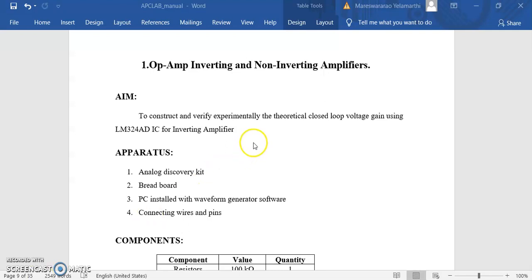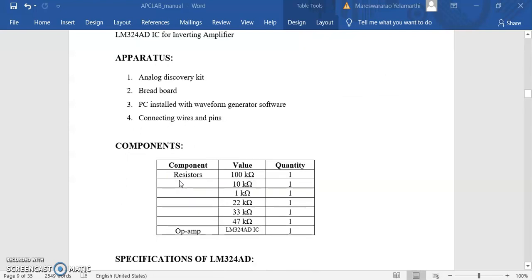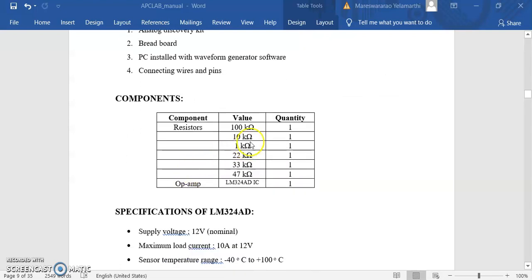Okay, good morning. Our next experiment is the op-amp non-inverting amplifier. The aim of this experiment is to calculate the closed loop gain and verify it with the theoretical values. The components required for this experiment are resistors of 1 kilo ohm, 10 kilo ohm, 22 kilo ohm, 33 kilo ohm, and the LM324 AD IC.